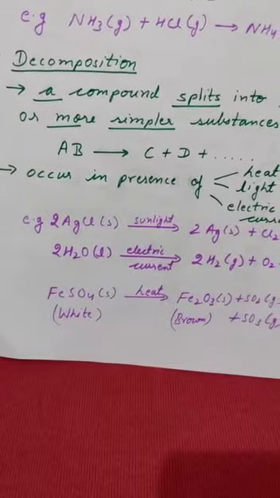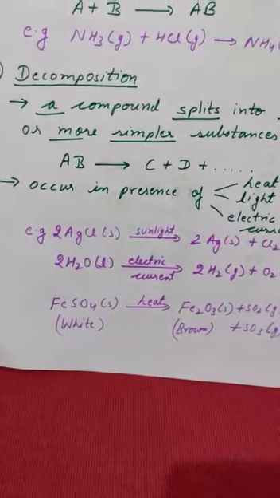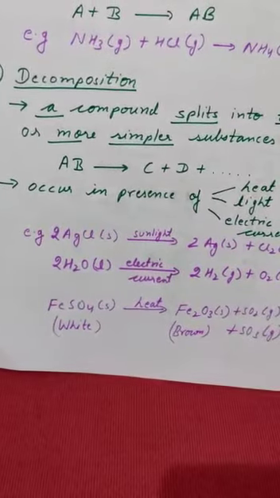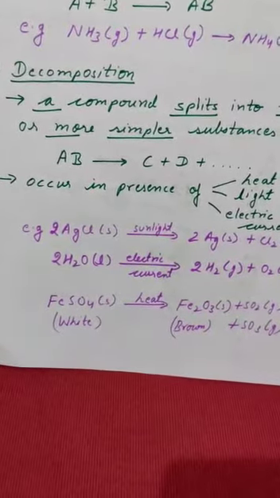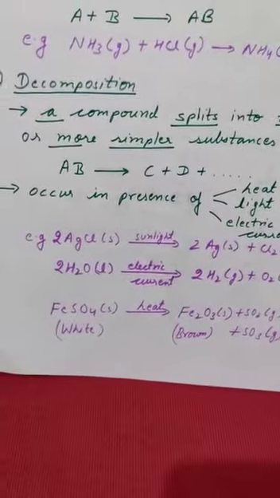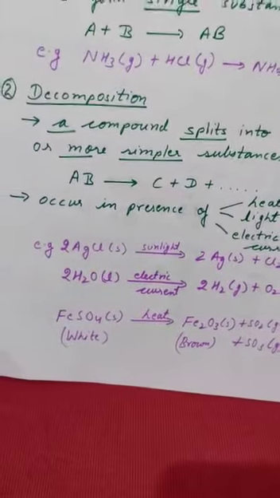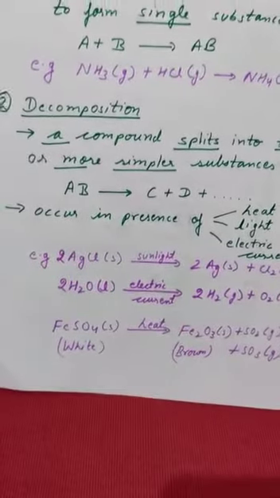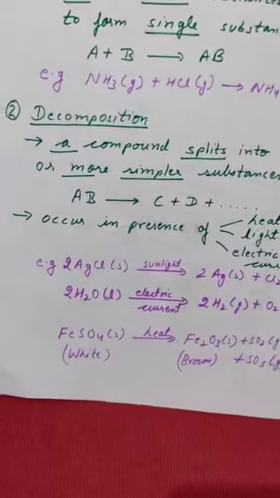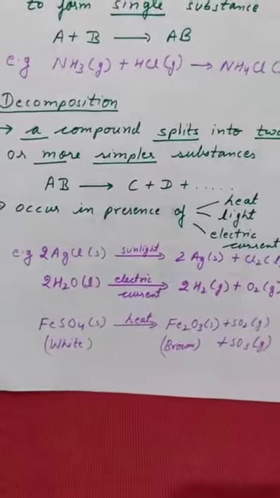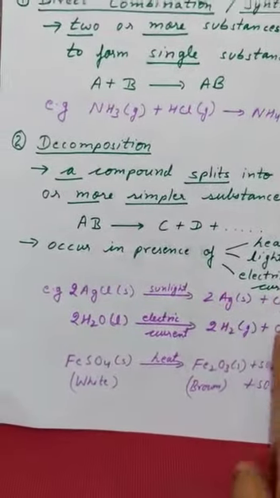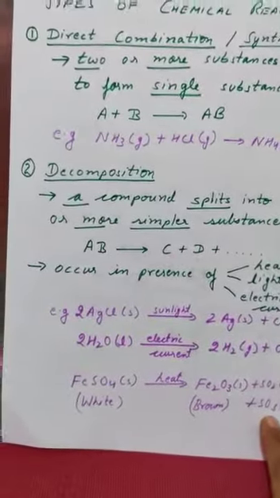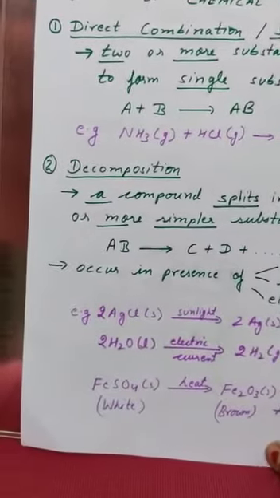So the first one is photochemical dissociation or decomposition. Second is electrolytic dissociation, and third one is thermal decomposition. In all these three examples, a compound splits to give two or more substances.